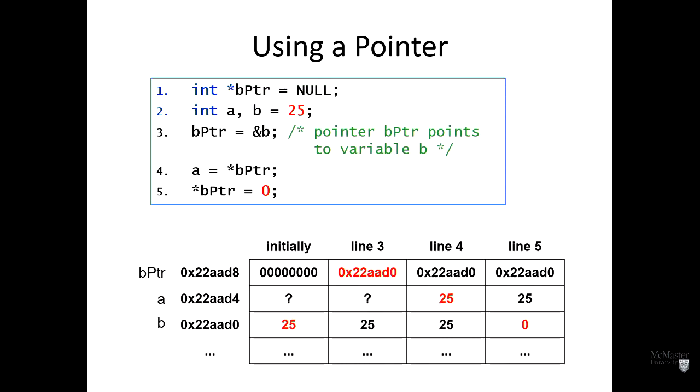No, because we said asterisk here means the value that the pointer is pointing to. So remember when I said ampersand means the address and asterisk means the value? This is how we should consider it. So asterisk pointer means the value that the pointer is pointing to, right? Which is b.